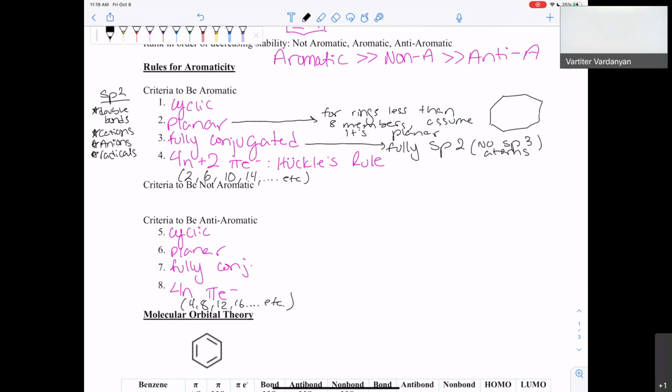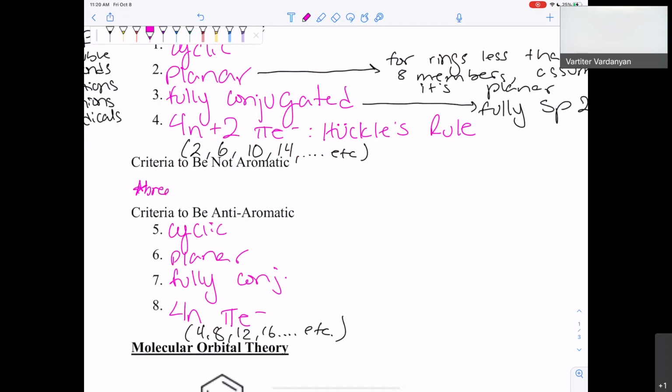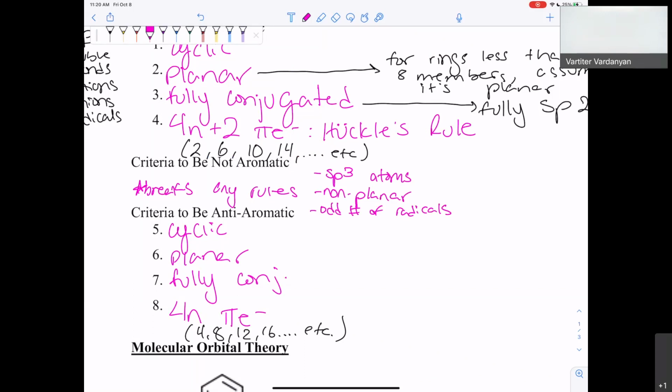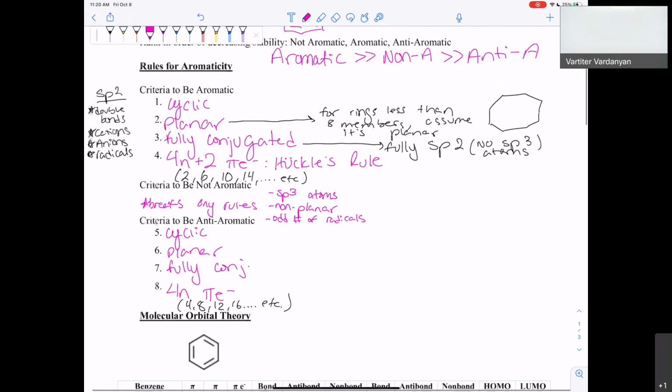Okay. So non-aromatic is easy, because it's breaking any of these rules. If it breaks any of these rules, it's non-aromatic. And what could that look like? Well, if we have any sp3 atoms, it breaks the conjugated rule. If it's non-planar, it breaks the planar rule. If we have an odd number of radicals, that means we're going to have an odd number of electrons, right? So that's going to break both the 4n plus 2 and the 4n rule. We're going to talk about a couple other instances, but those are the main ones I want you to know for right now.